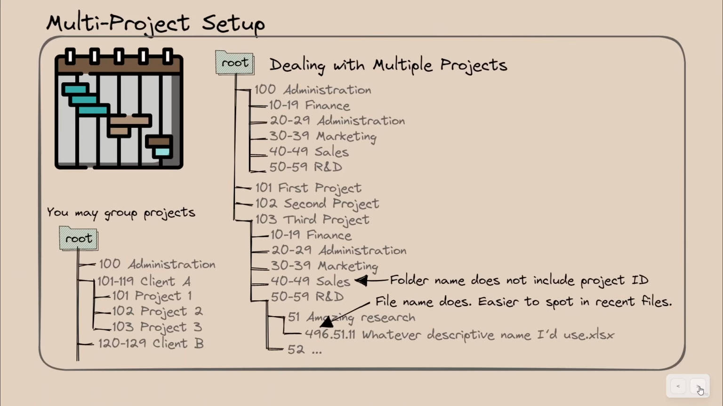If you're working in a multi-project environment, Johnny suggests extending the system with another layer, the project layer. Simply list folders for projects at the root of your file system with 3-digit ID numbers, and then follow the area category file approach discussed earlier within each folder.